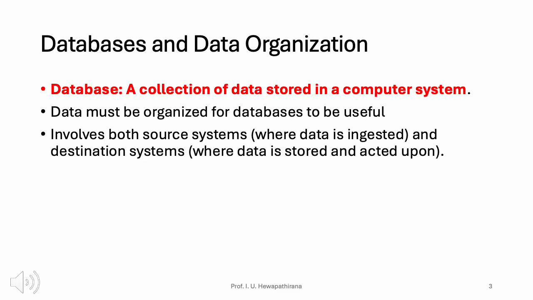Let us begin with the most fundamental concept, the database. A database is simply a collection of data stored in a computer system. However, for a database to be of any practical use, that data must be meaningfully organized. In the context of BI, we distinguish between two key types of systems: source systems, which are responsible for data ingestion, and destination systems, where data is stored and subsequently acted upon. Understanding this distinction is essential before we proceed to more advanced topics.